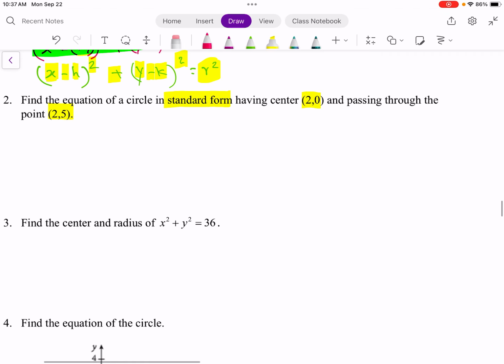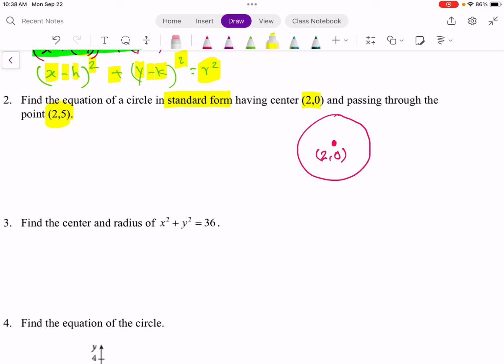So let's draw a circle at first. So we have a circle. Now what is this (2, 0)? This is the center. This is the coordinate of the center. So let's call this the center, and the coordinate of this center is (2, 0). And this circle has to pass through (2, 5).